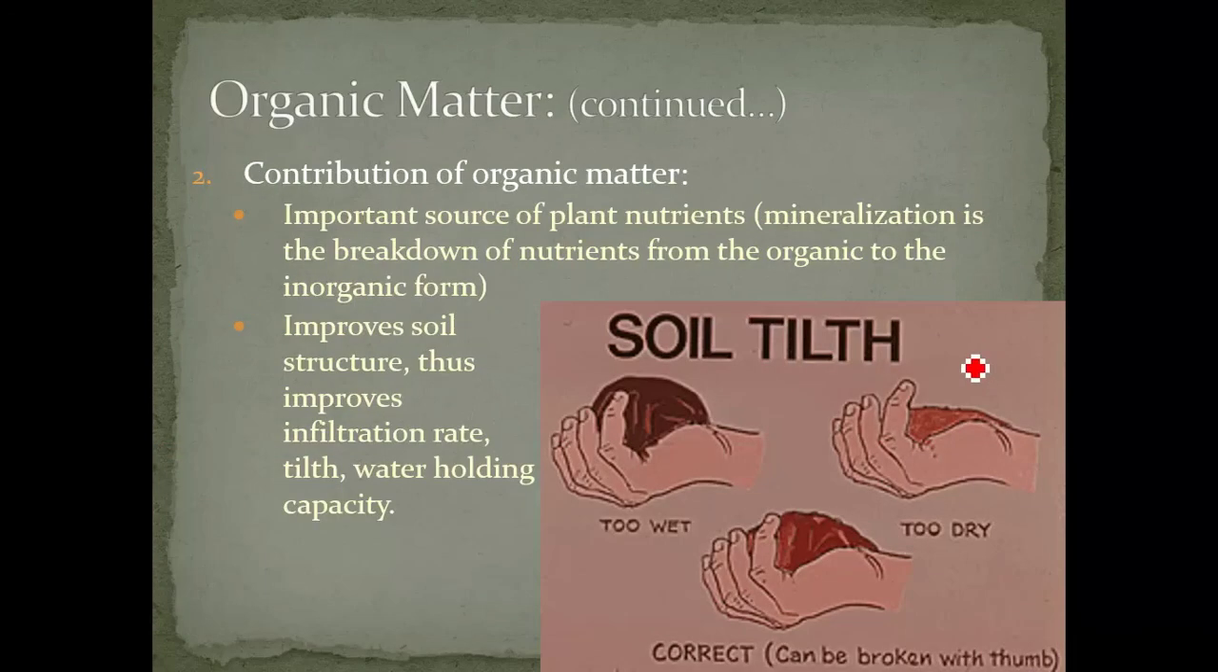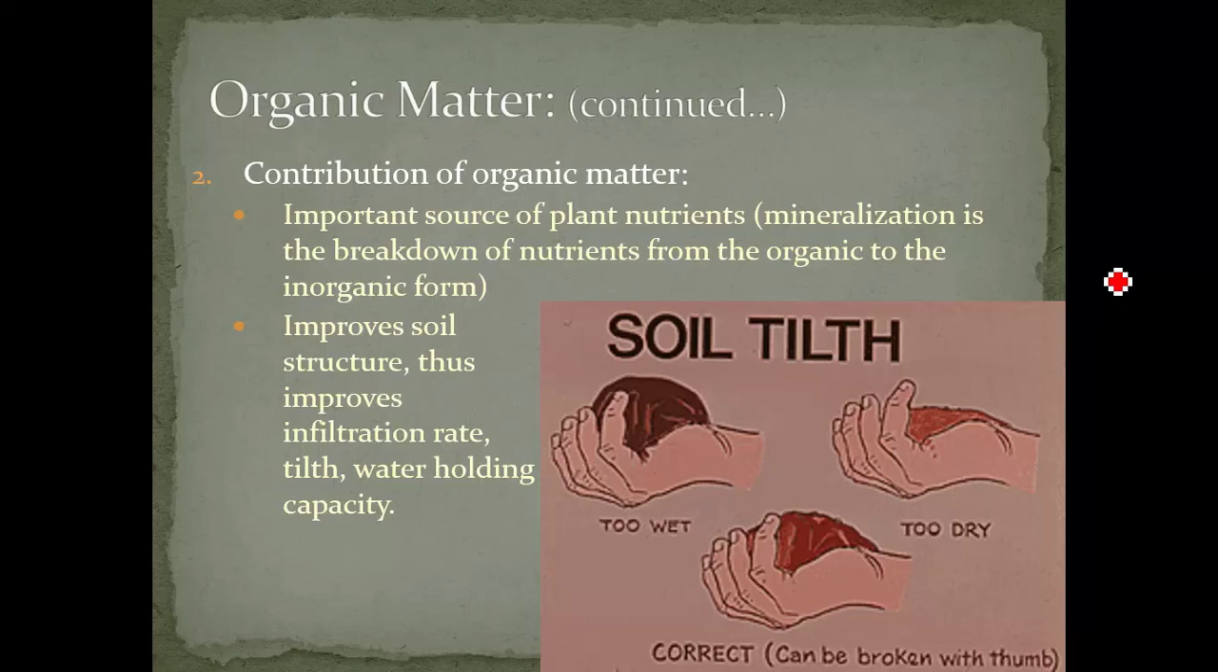What does organic matter do? One of the things it does, it is an important source of plant nutrients. And these organic materials, as they break down, will release things like nitrogen and phosphorus. You recall that DNA has both of these elements in it. So any organism that has DNA in it is going to be a source of nitrogen and phosphorus when it's breaking down. So it is an important source of plant nutrients.